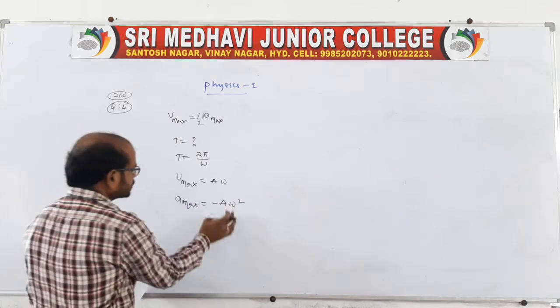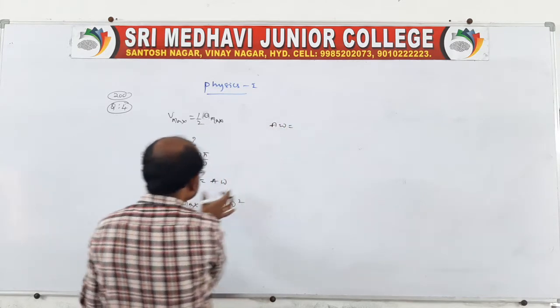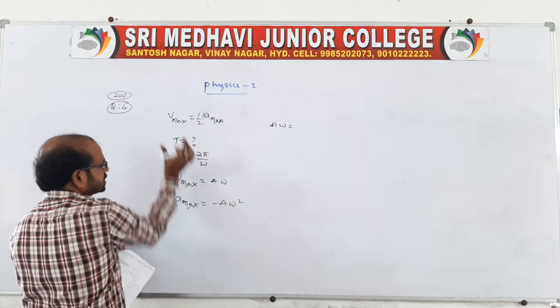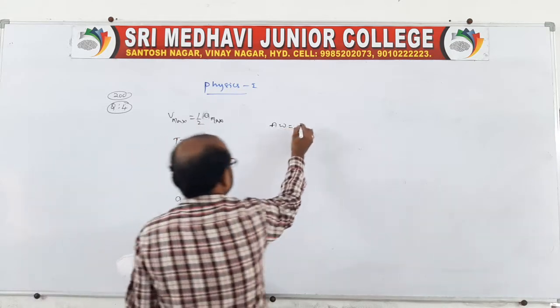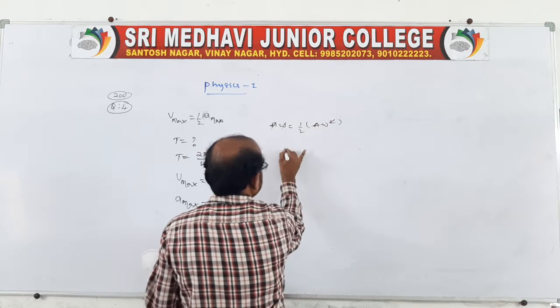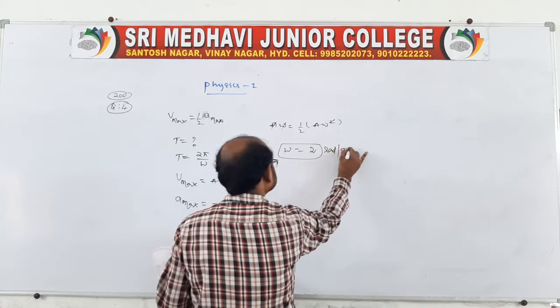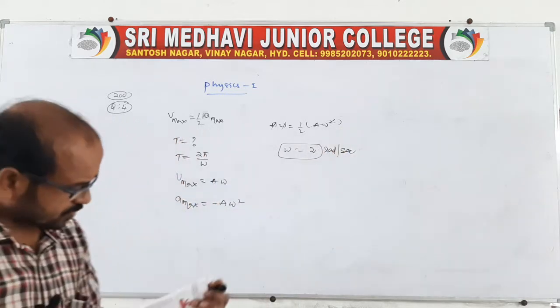Now substitute these two to get the omega value. A omega is equal to V maximum, and A maximum is A omega square, so A omega is equal to half of A omega square. A cancels, omega cancels, and omega is equal to 2 radians per second.